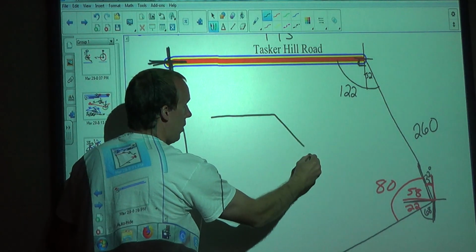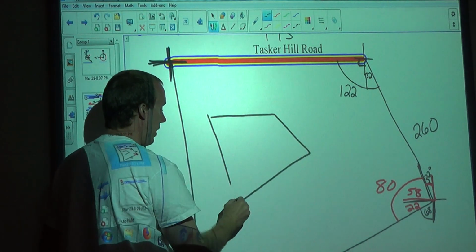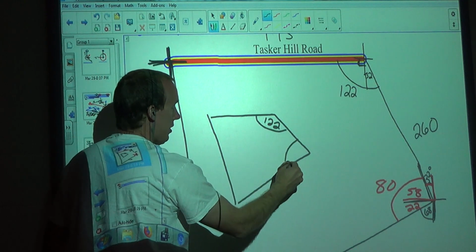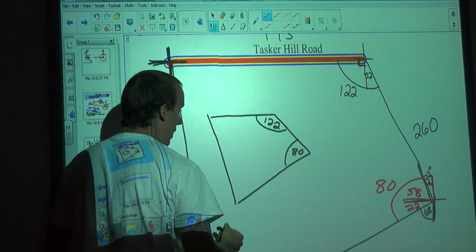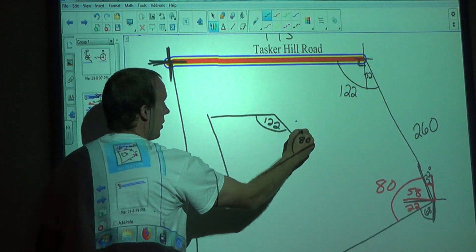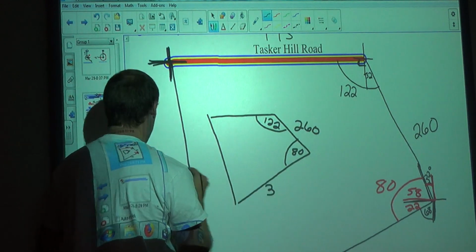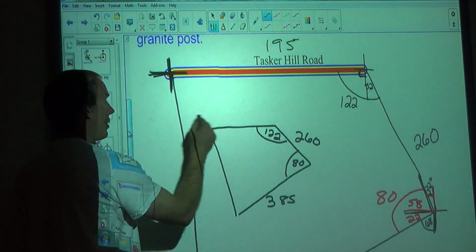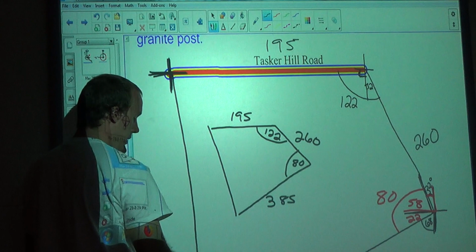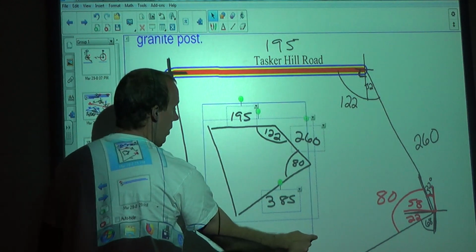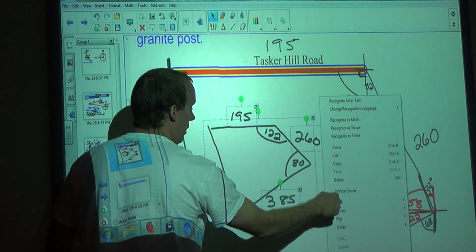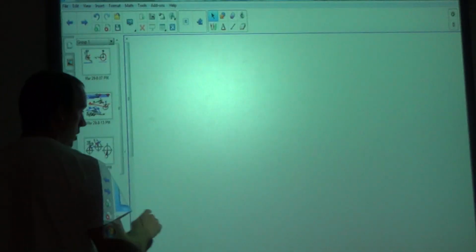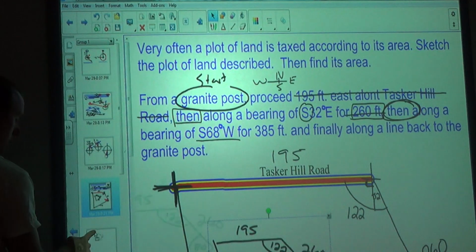Okay, so if you think about my picture now, I got a picture that looks something like this. I know this is 122 degrees. This is 80. And I know that this is 260. I know this is 385. Okay, and I know this is 195. Okay, and that's all the information I know. I'm going to do a new page, and I'm just going to move it over to this new page here.